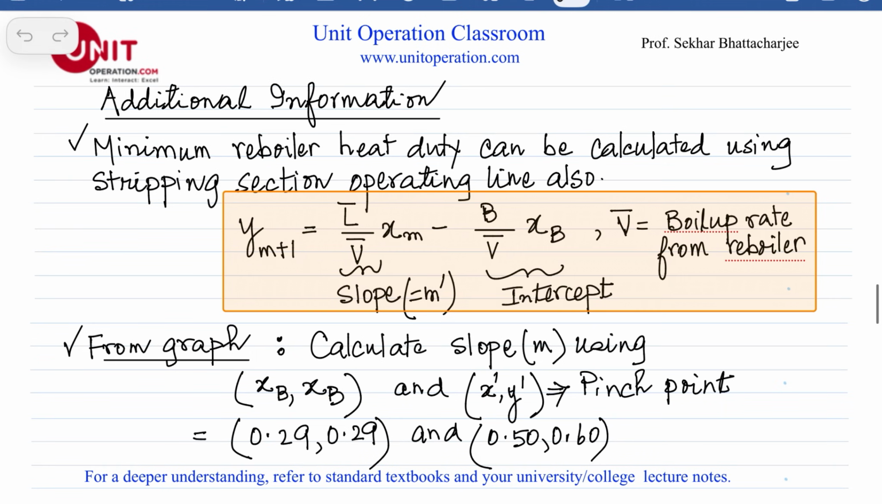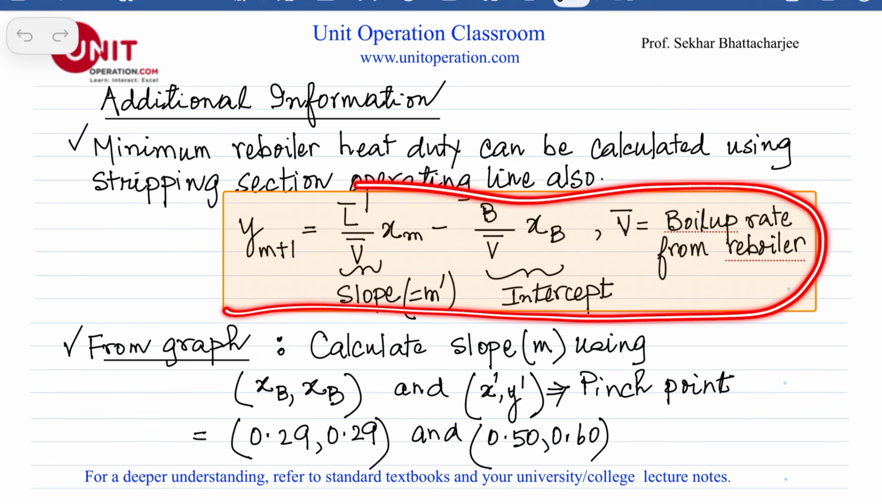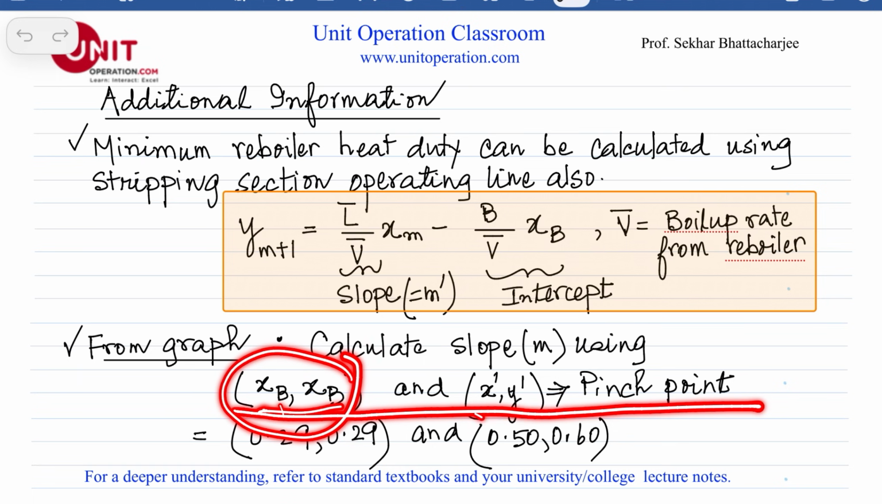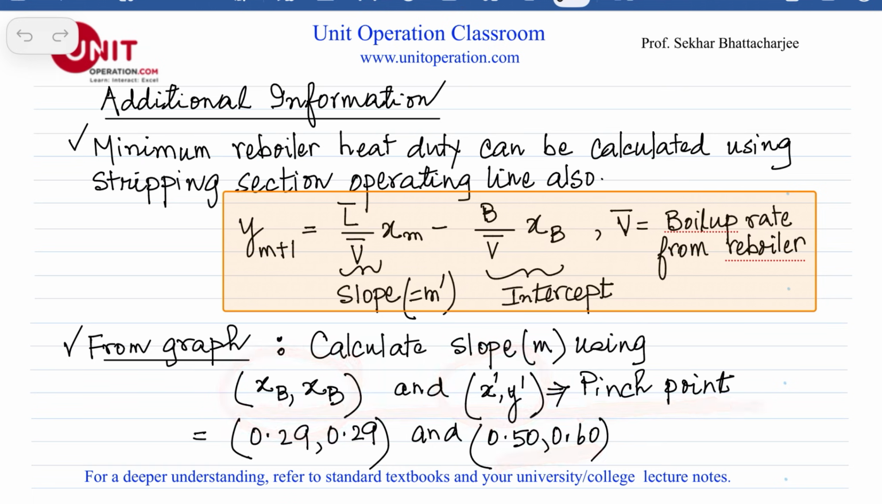We know this is the equation of the stripping section operating line. This V bar, of course, is the boil-up rate from the reboiler. This is my slope, and this, of course, is the intercept. From the graph, the McCabe-Thiele diagram, we can find the slope of the stripping section operating line using the 2 points xB and x dash, y dash, which is the pinch point 0.50, 0.60.